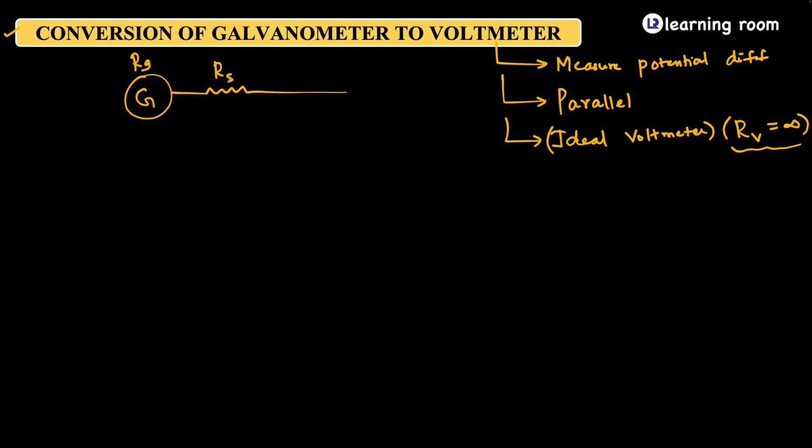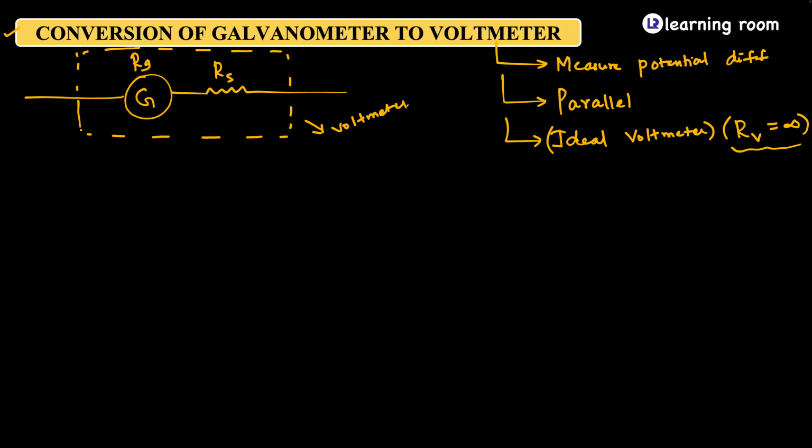It's called a series resistor, and it should have a high value. Because if this is 100 and you want 6,000 here, you need 5,900 for this part. So you need to take a series resistor of higher value and connect it in this way, so that this whole circuit is what is called a voltmeter.